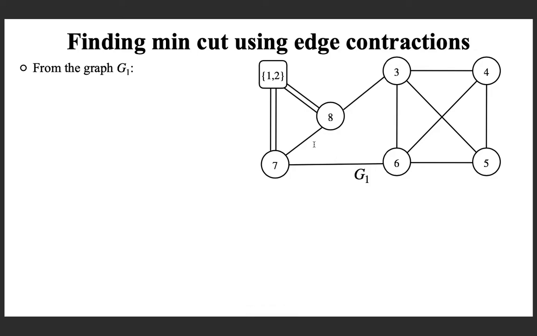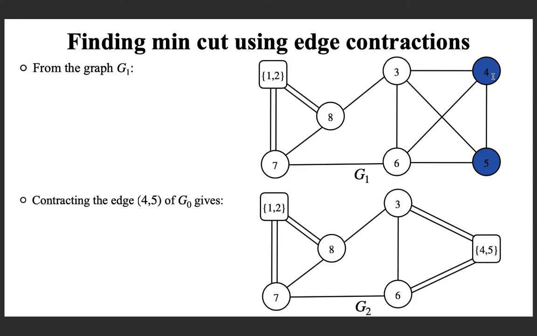So this is the graph that we have, G1. Now apply edge contraction on the edge 4 5. You can see that you are combining and getting this as the resulting graph. You can verify it offline. So this is G2.